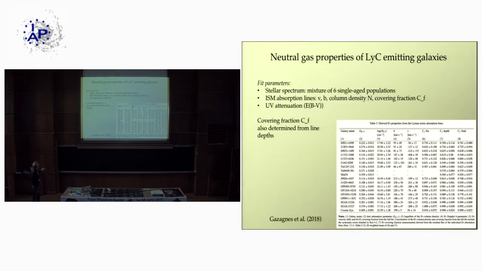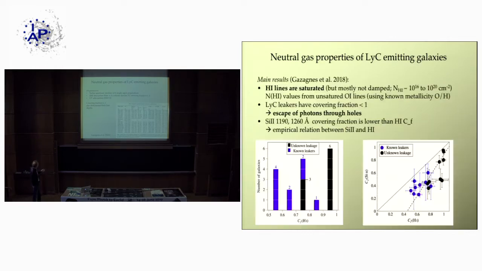Quantitatively, yes, we need to do all the different fits. The fit parameters are the strength, the shift of each absorption line, the column densities, the covering factor, and the stellar spectrum and the UV attenuation. And when you do all these fits, you can obtain interesting results. What you find is, for example, that the column density of hydrogen is fairly large. So it is of the order of 10 to the 16 in the lowest case, but generally more of the order of 10 to the 19, 10 to the 20.